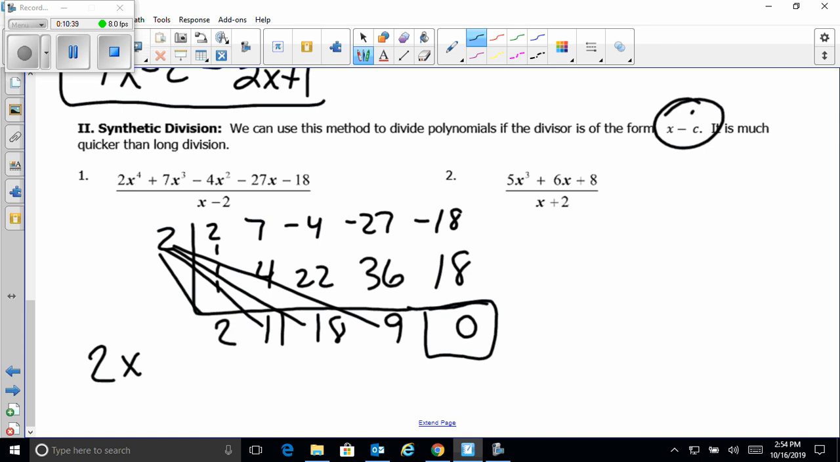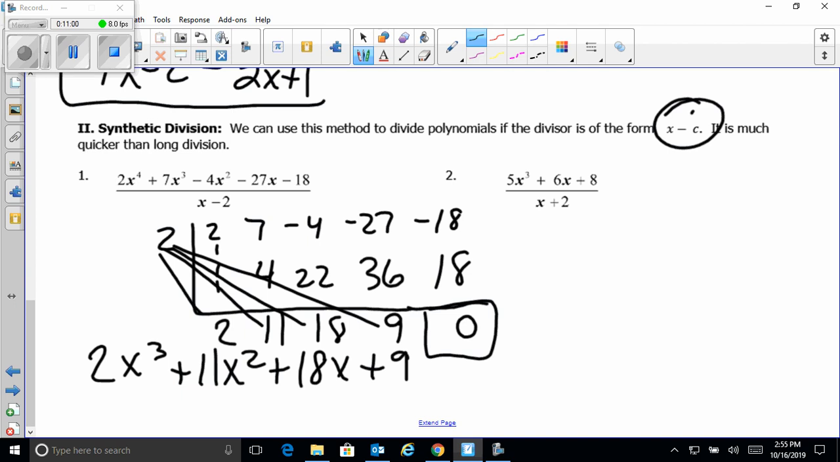This is x to the third plus 11x to the second plus 18x plus 9. In fact, if you look at the first problem within long division, it's the same problem. We got the same answer. Now looking at number 2.